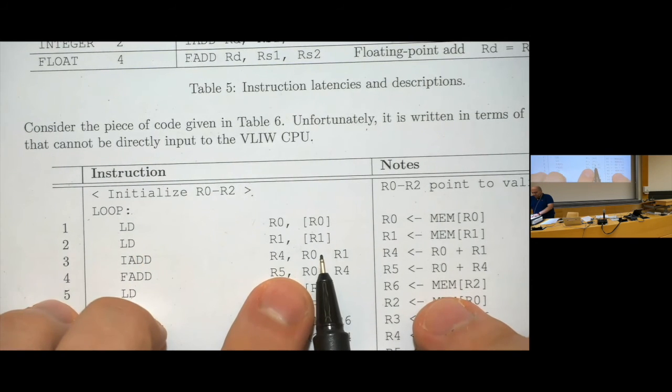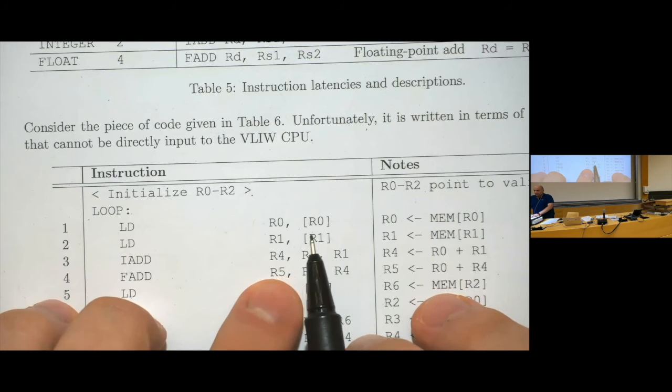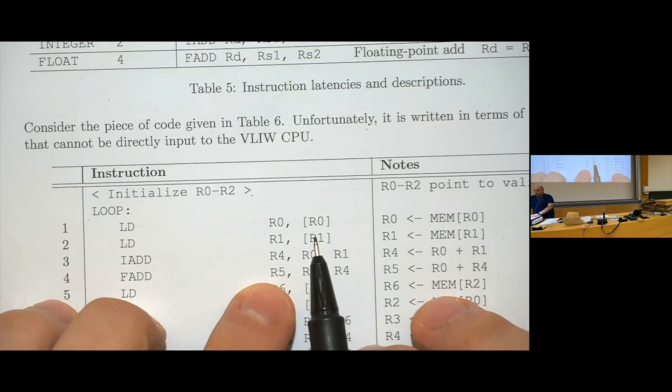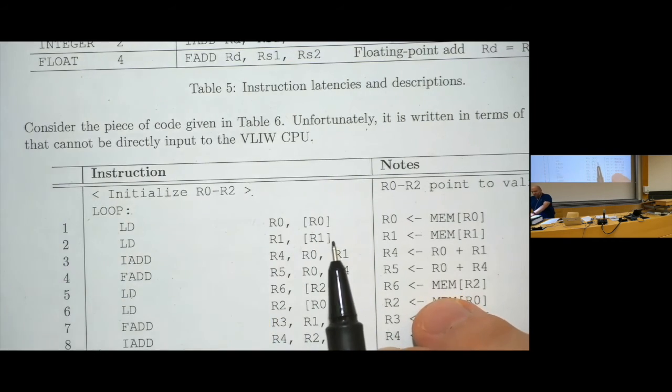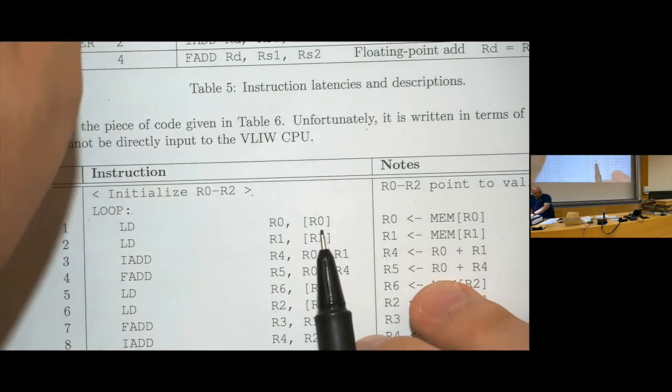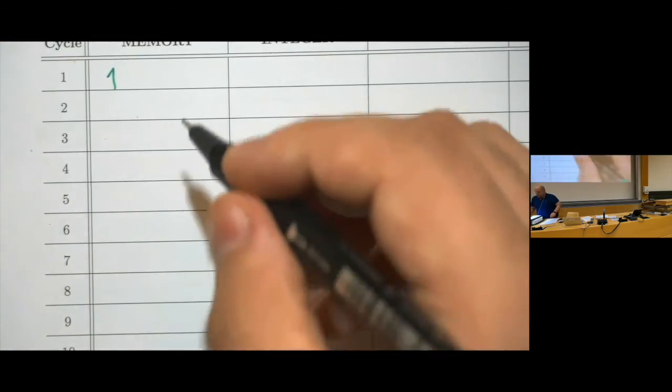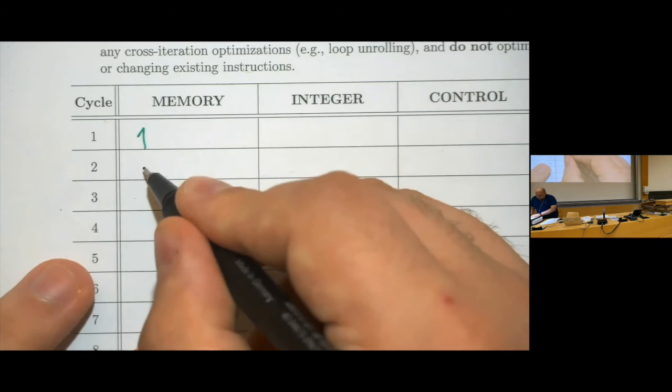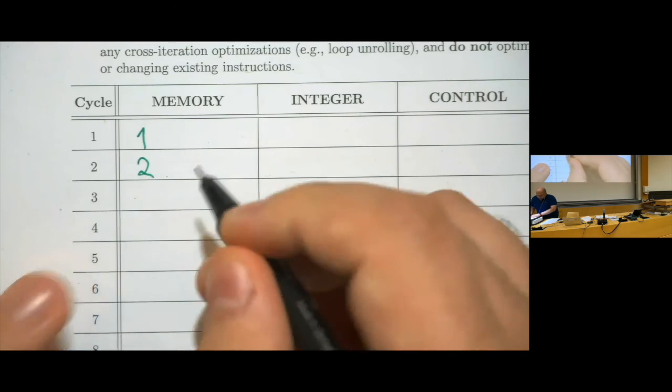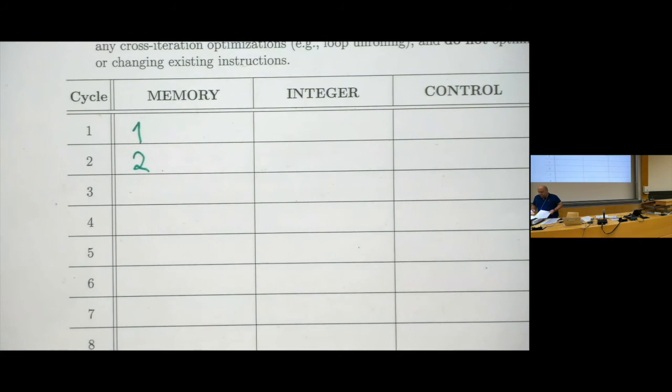It depends on the value of R1, and then it loads whatever is stored in the memory address stored in R1 into the register R1. There's no dependency. Again, what that means is we can just come back into the table and schedule the second instruction right after the first one. Why can we do this?